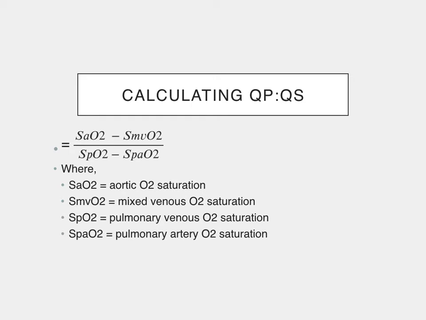So the QP to QS equation will give us a ratio of blood flow going to the pulmonary circuit versus the systemic circuit. Q meaning quotient, so quotient of pulmonary blood flow to quotient of systemic blood flow. You can imagine that in an ideal scenario, this is 1-to-1, so equal amounts of blood flow going to the lungs compared to the systemic circulation or vital organs.